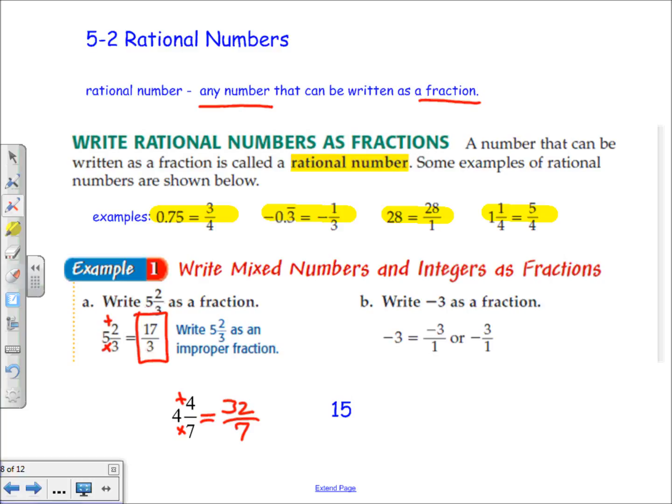Writing whole numbers as fractions, -3 is the same as -3/1. 15 would be 15/1. You had -257. So you guys, that all should feel fairly easy and familiar to you. Let's go to the next page.